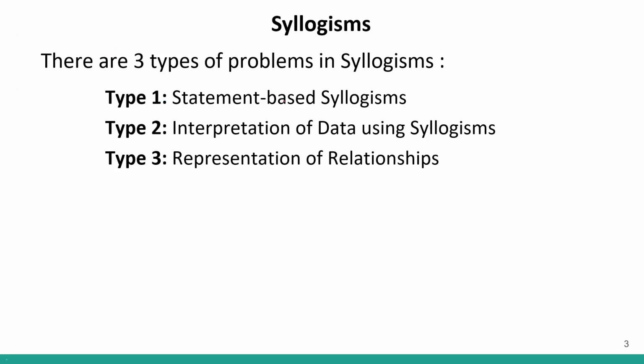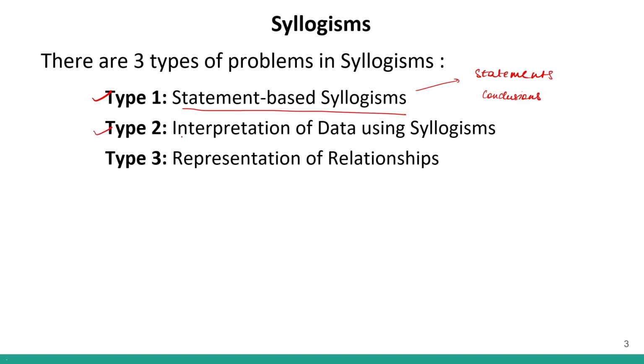So let us begin. In the previous lectures, we discussed that there are three types of problems that can come in syllogisms in your competitive exam. Type 1 was statement based syllogisms. Statement based syllogisms means that there are certain statements, correct? Statements can be one or two or three, and there are certain conclusions. And we have to tell whether these conclusions are true or not, so whether these conclusions follow or not. These are your statement based syllogisms.